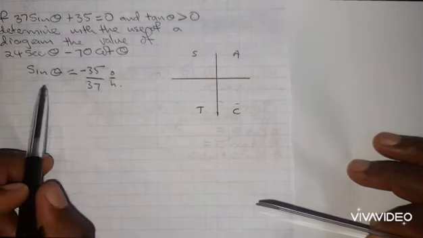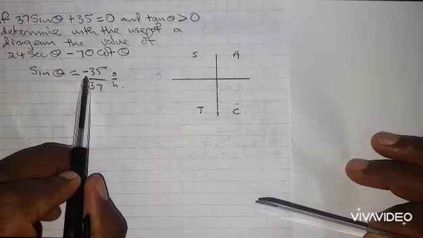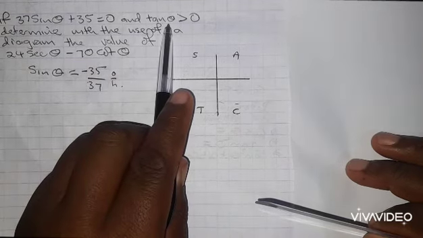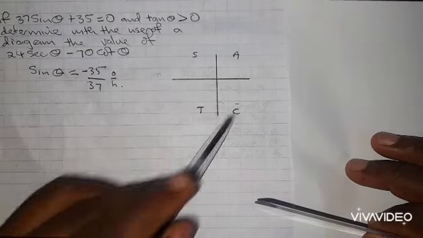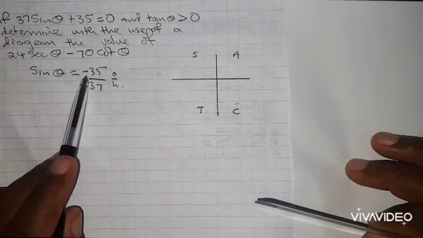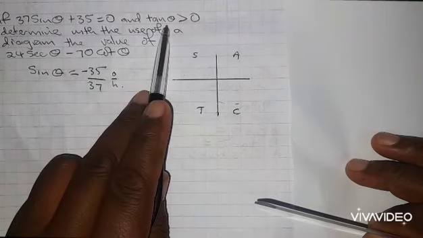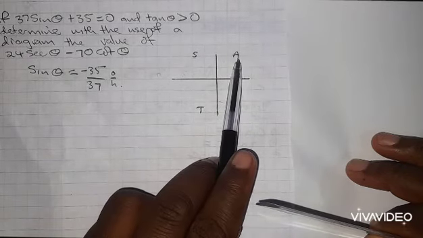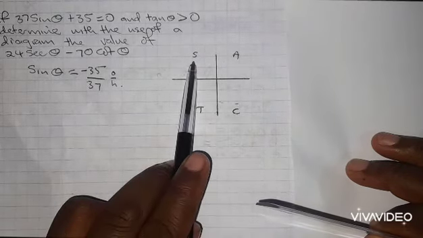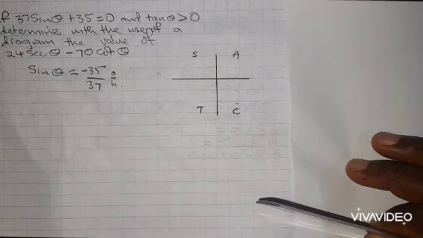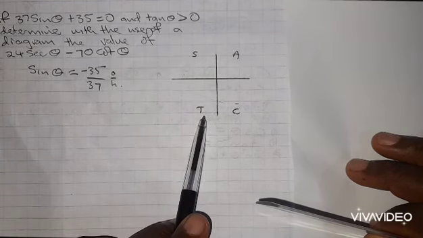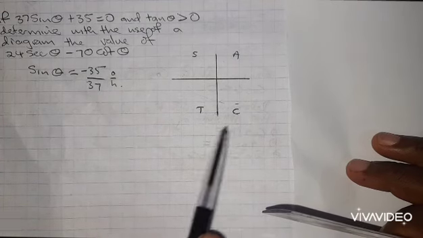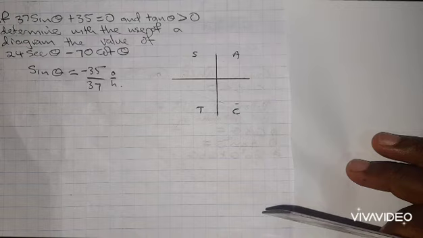We have two things here. Number one, sine theta is negative. Number two, tan theta is positive. So we want a quadrant here where sine theta is negative and tan theta is positive. This is our CAST diagram. All of them are positive. Sine is positive, cos and tan are negative. Tan is positive, sine and cos are negative. Cos is positive, but sine and tan are negative.